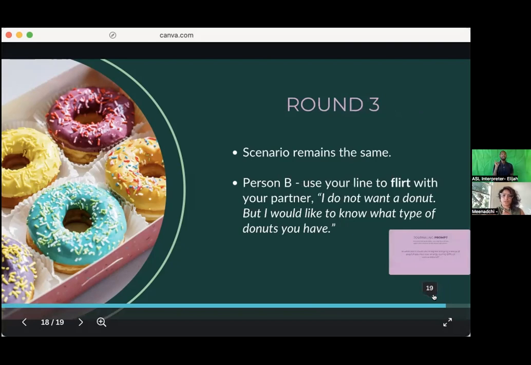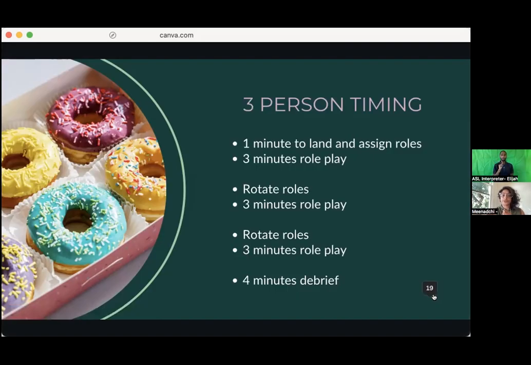If you're in the three-person group, you'll have one minute to land and assign roles. You'll have three minutes to role play that first round. Then you'll rotate, so B and C will be playing with each other. You'll have three minutes there, and then you'll rotate again so that C is convincing person A to eat donuts.